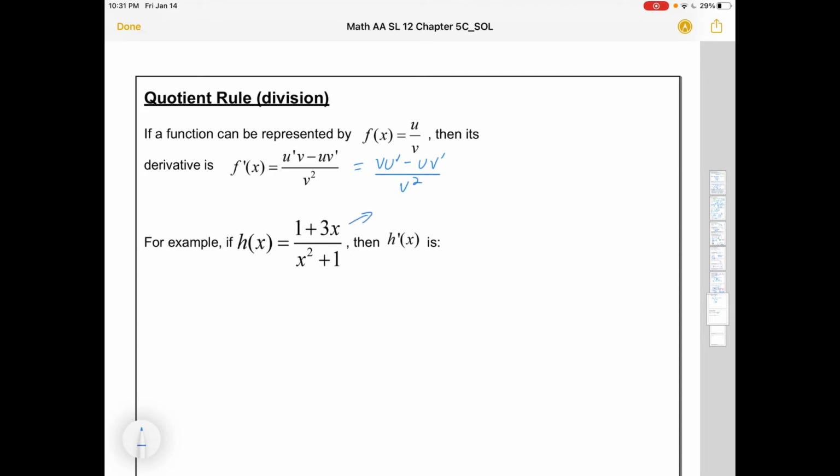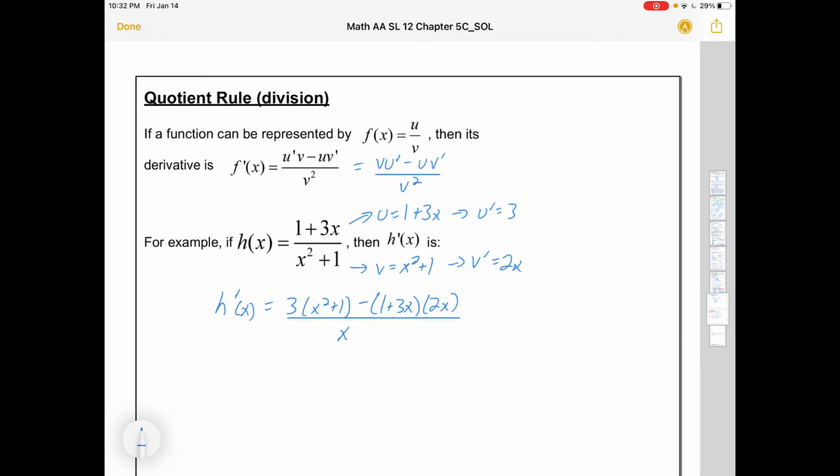So if I had this one here, I'd be thinking u is my top, is 1 plus 3x, which means that u prime is 3. V is my bottom, is x squared plus 1, which means that v prime is 2x. And if I want my derivative, I just plug and chug. U prime, 3, times v, x squared plus 1, minus u, 1 plus 3x, times v prime, that's 2x, all over v squared. Unless it's a monomial, there's almost never any point in expanding the bottom. Okay, so we've got our derivative now.